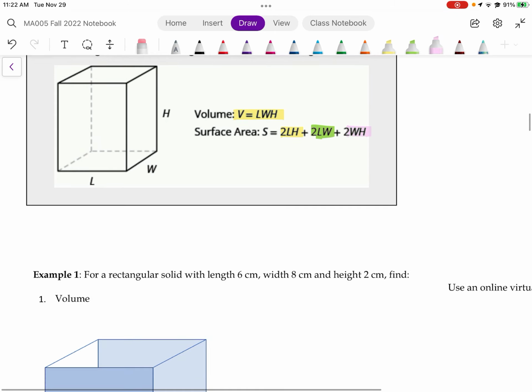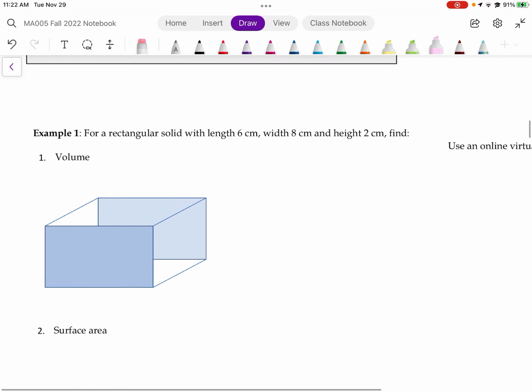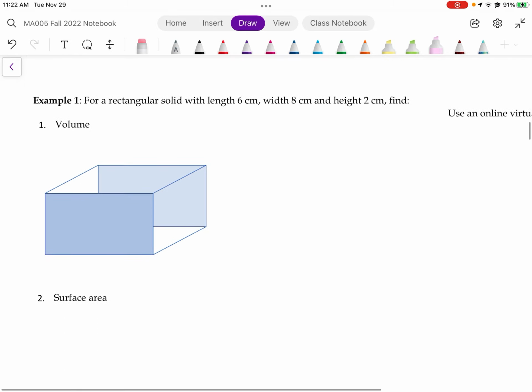All right, so for a rectangular solid with length 6, width 8, and height 2, all in centimeters, find the volume and the surface area. All right, so what I always try to get in the habit of doing is labeling a picture, especially if it's given. So you've got all the units right here, and you don't have to go sort through the sentence to try to find everything. So what is the volume here? Pause the video and give this a try.